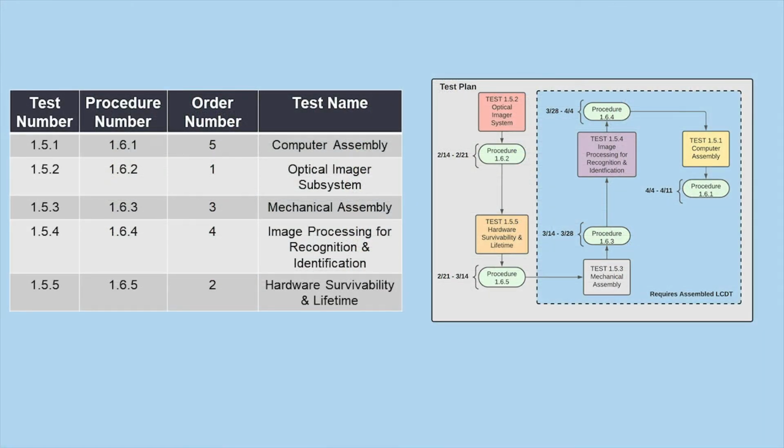Testing for final verification is divided into 5 tests, one each for the optical, mechanical, and computer assemblies, and tests for survivability and the recognition and identification of drones.